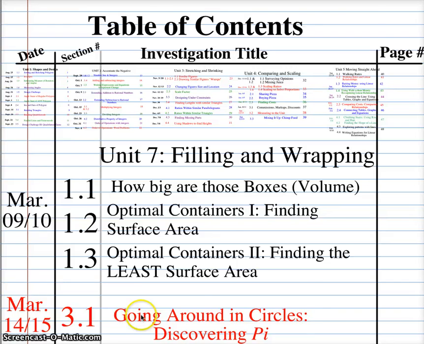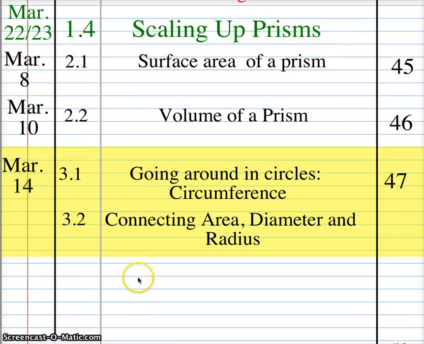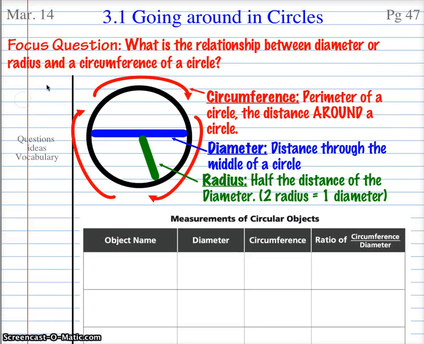Okay, so today is going to be 3.1, going around in circles, and 3.2, circumference, connecting area, diameter, and radius. So we're doing two sections today. Both will be page 47. Today is March 14th. It is Pi Day. Can you tell by enthusiasm? All right, 3.1, going around in circles.